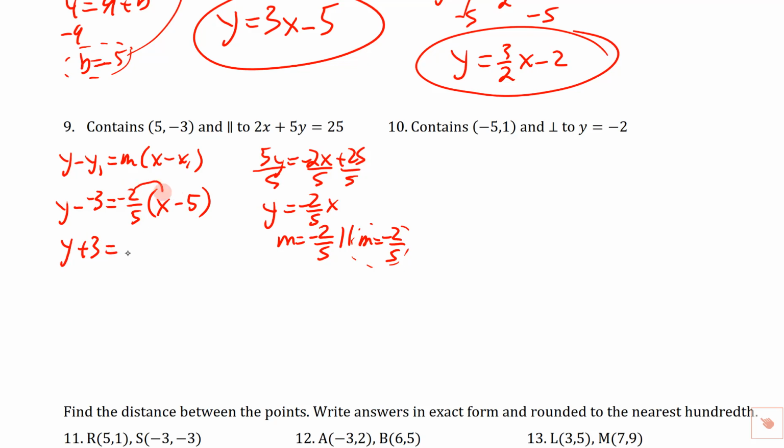When we distribute through here, we get negative 2/5 x. And take a look at what happens here. We have a negative times a negative, so that's going to be a positive. And then the 5s will cancel, so that will just leave a 2 right there.